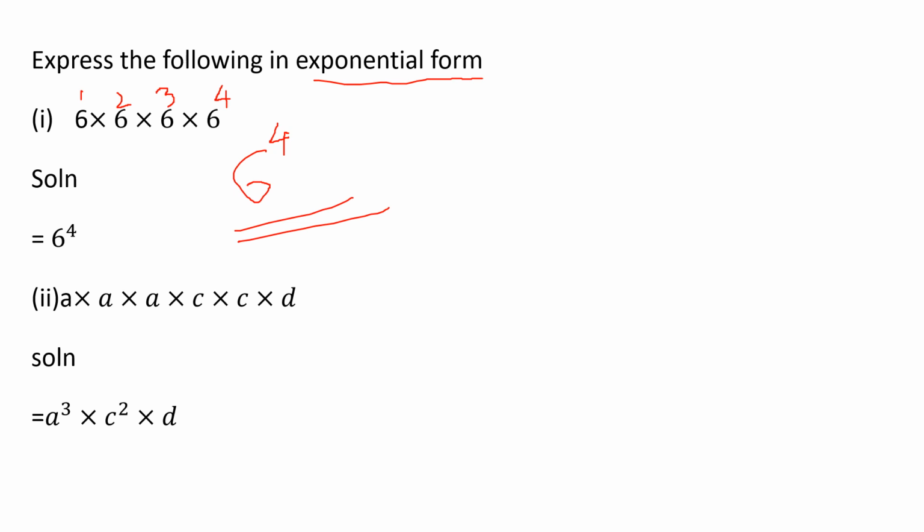Is it clear, children? Now, here A, how many times you have multiplied? 1, 2, 3. So, write A power 3 into. Next, what is the next alphabet given? C. C, how many times they have multiplied? 2 times. So, C power 2 into D, how many times they have multiplied? Only one time. So, we can write 1, or else we can simply write D. The meaning is 1. If you are not writing any exponent, the meaning is 1. Okay, children. So, if they have written in the multiplication form, then you want to count it and write the exponential form. Okay, children. So, it's very easy, right? Simple problems.